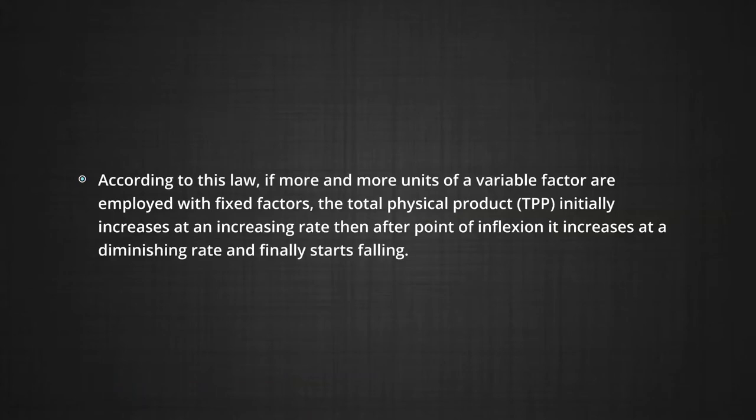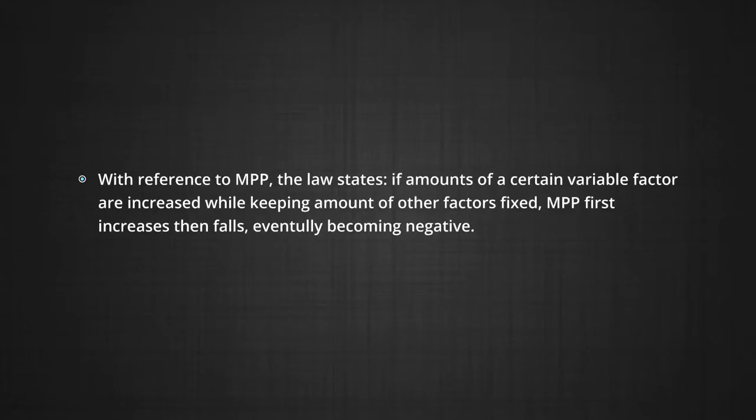According to this law, if more and more units of a variable factor are employed with fixed factors, the total physical product, which is TPP, initially increases at an increasing rate. And then, after the point of inflection, it increases at a diminishing rate. Eventually, it starts falling. With reference to the marginal physical product, the law states, if the amounts of a certain variable factor are increased, keeping the amount of the other factors fixed, the marginal physical product first increases and then falls, and then eventually becomes negative.